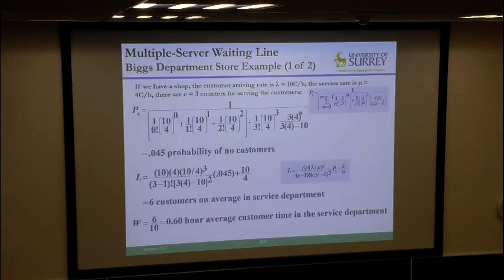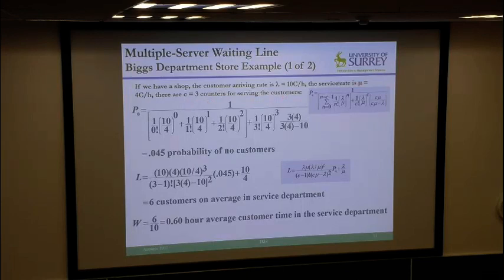Okay, I think a better way is to use an example. Let's take a look at this example. It's a pretty simple example that just shows how we use the formulas. If we have a shop with a customer arriving rate of lambda equals 10 customers per hour, which is pretty standard, and the service rate is mu equals 4 customers per hour. The service rate looks pretty low, but we have C equals 3 counters for serving the customers. That means we have a multiple-server system.